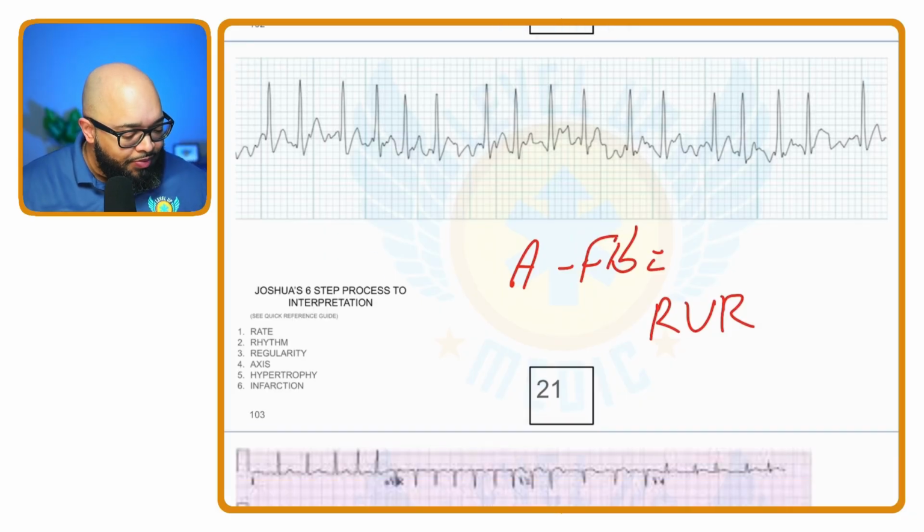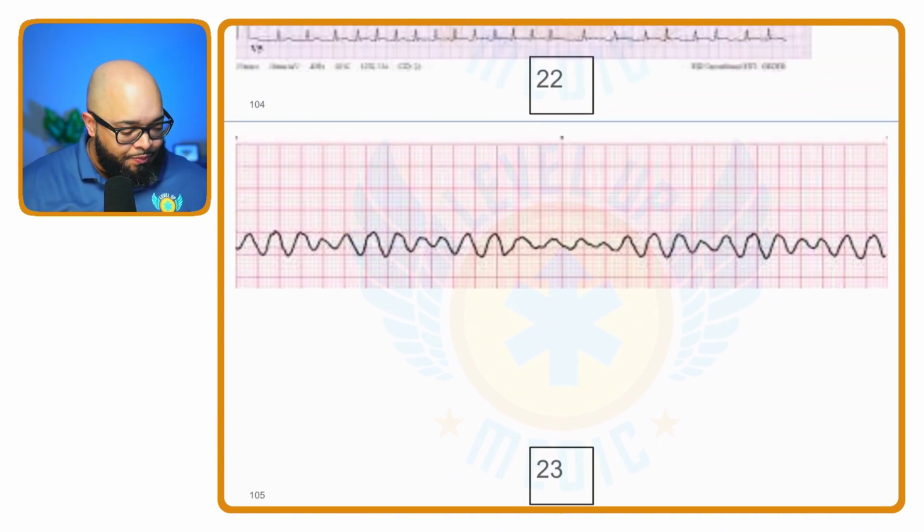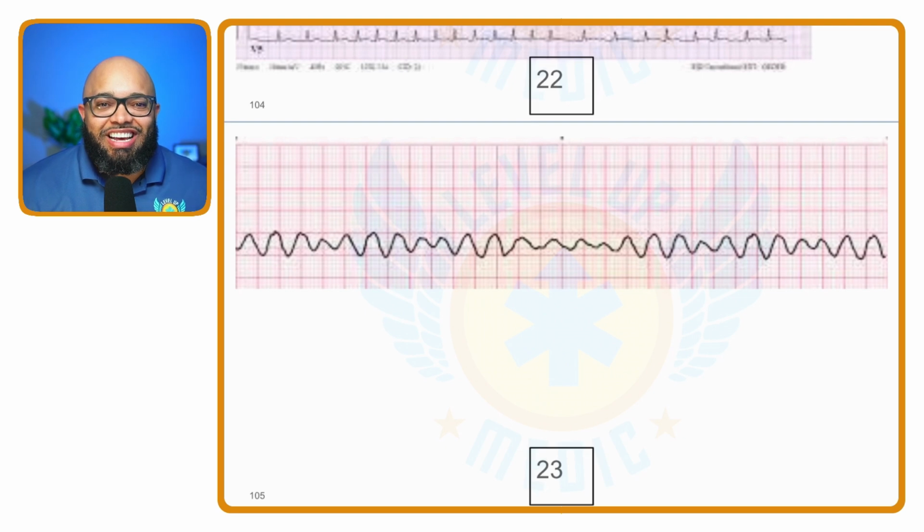Okay, let's keep going. I'm gonna skip 22. I wanna go to number 23. All right, this is our classic. What do you think this one is? Okay, let me go ahead and say this is our classic VFib, okay?